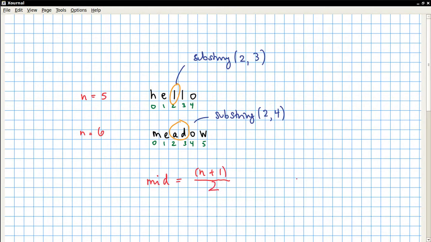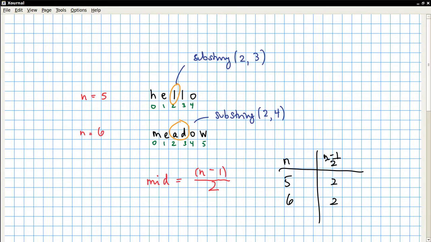If n was 5, then n plus 1 over 2 is, I guess that's not working, right? Let's try n minus 1. If n is 5, then n minus 1 is 4 over 2 is 2. That's good. Now watch it for 6. Then n minus 1 is 5, and 5 over 2 is 2.5, but we throw away the remainder, so that's also 2. So that gives us the starting index.